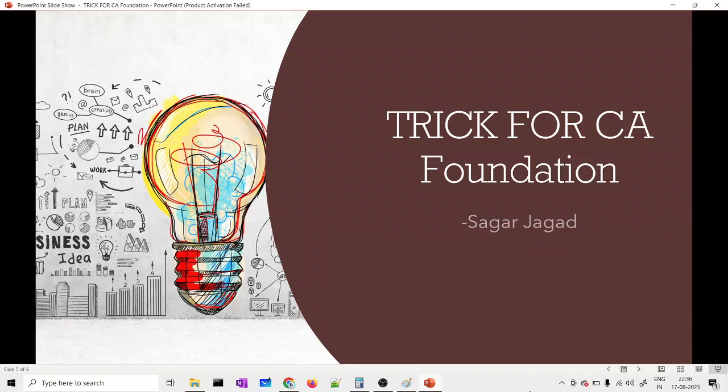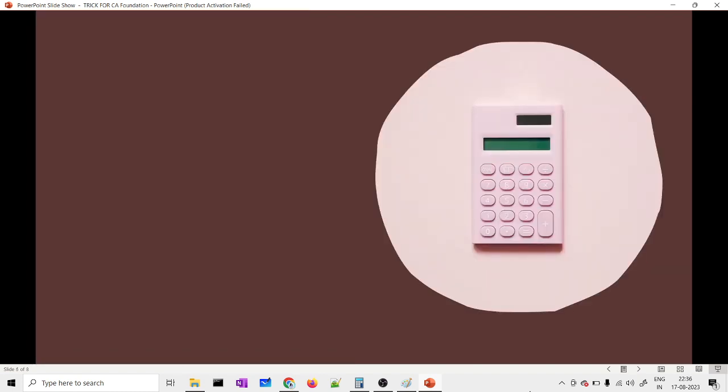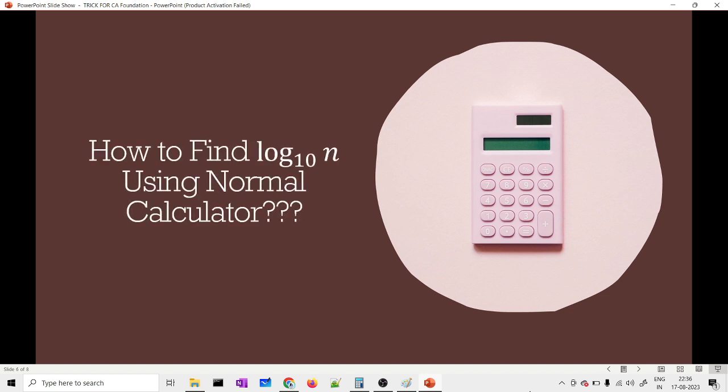In this video, we'll be talking about another trick where, by using a simple calculator, we will be finding out log n to the base 10. I'll repeat again, we'll be working on log n to the base 10 only. This trick works for the base 10.